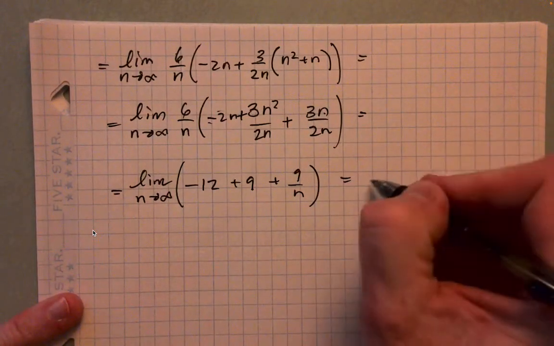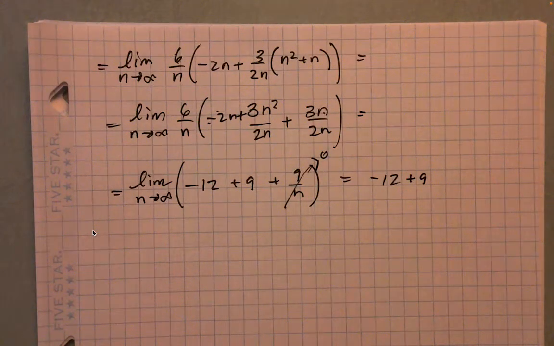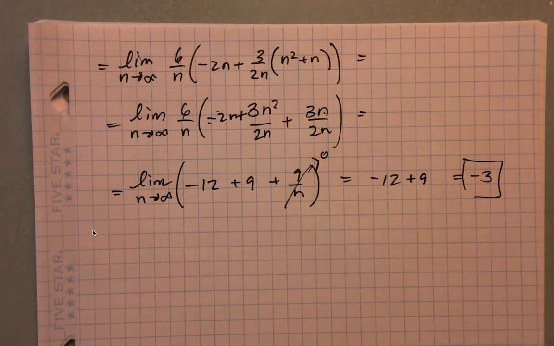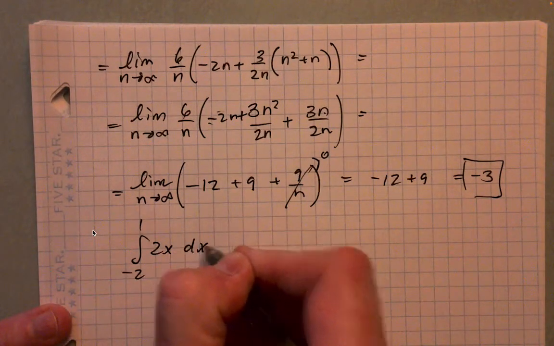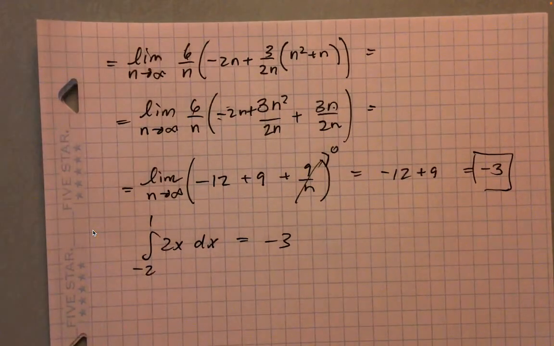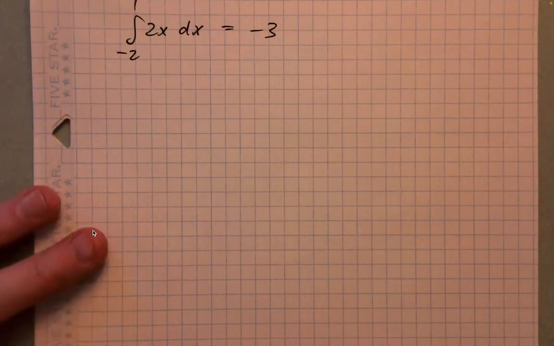Oh, you betcha. So this will be -12 plus 9. This is going to 0 as n goes to infinity. And so we get -3 as our integral. So long story short, the integral from -2 to 1 of 2x dx is -3. Okay, so there we go. Now let's jump into a theorem that's going to tie this lecture 100% to the previous one. This theorem is going to be the connection of the definite integral to the area of a region.